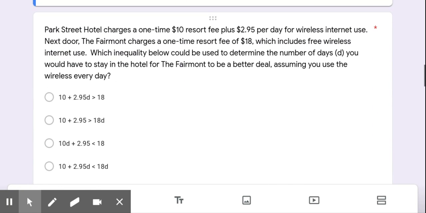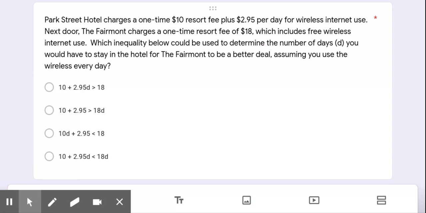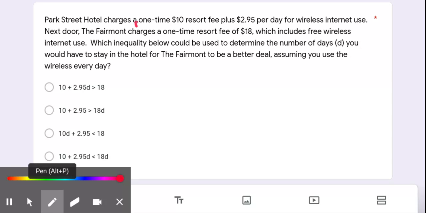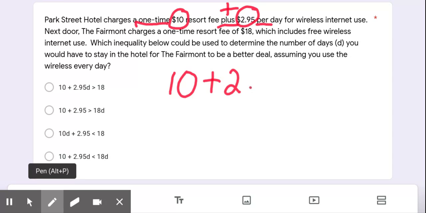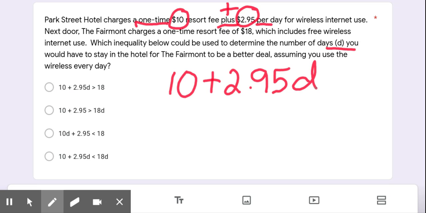Let's see. Park Street Hotel charges a one-time $10 resort fee. If you see words like one-time fee or one-time membership fee, that number is going to be your constant, the one without the variable. And then plus, remember that's a plus sign, $2.95 per day. Remember, per means I'm multiplying it by the variable. So 10 plus $2.95 per day.